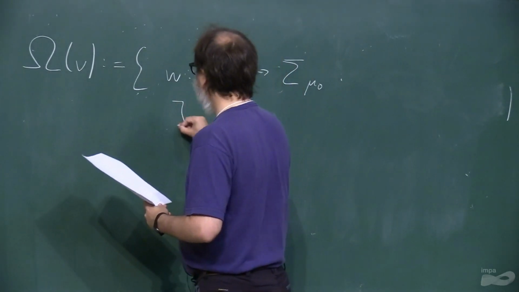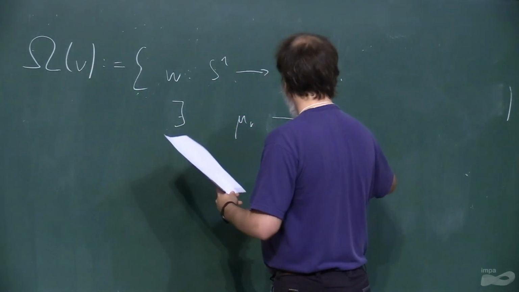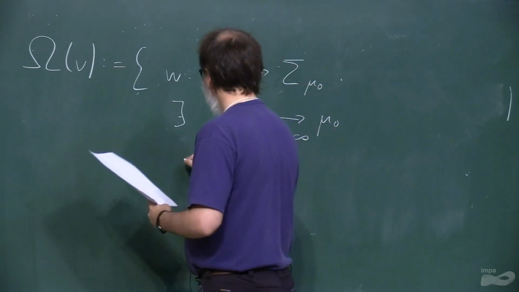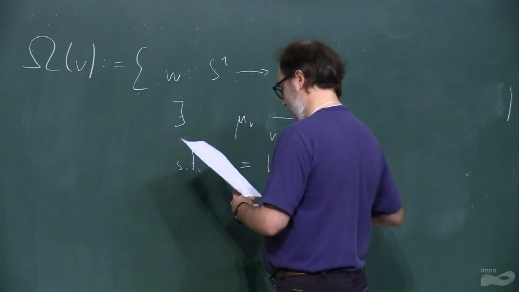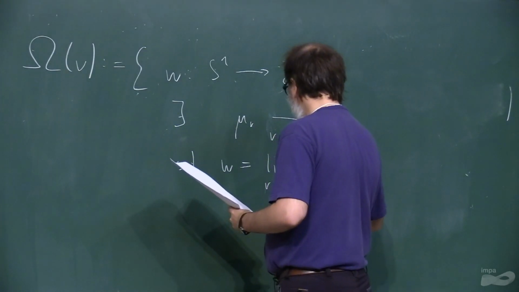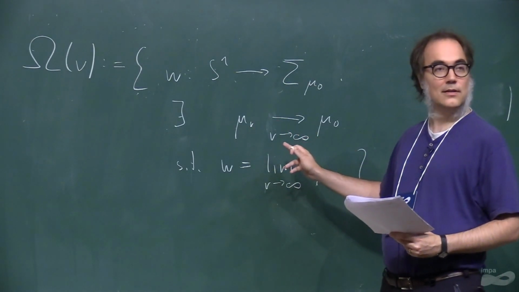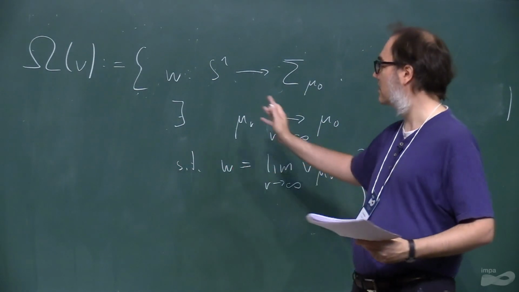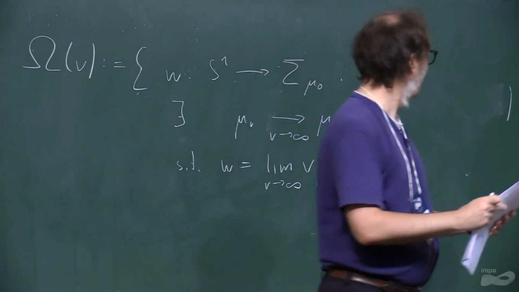Then there exists mu_n converging to mu 0, n to infinity, such that w is obtained as the limit of the v mu_n as n goes to infinity. But maybe we can choose a different sequence. A different sequence will give a different limit. So it's not clear that this is just one. So this is what we call a limit set.